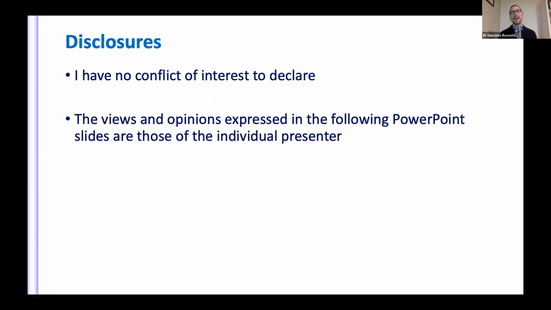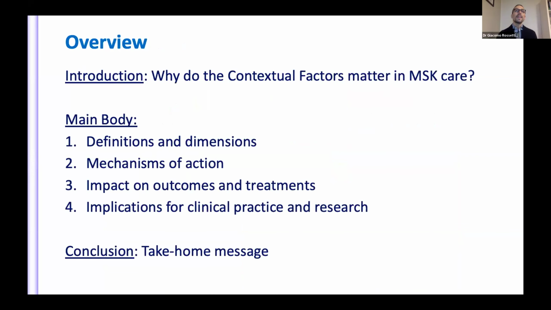Before starting, I want to declare that I have no conflict of interest for this speech. And I have organized my presentation into three main sections. Firstly, we will analyze why contextual factors play a role in musculoskeletal care and manual therapy. Next, we will discuss their definition and constituent dimensions, mechanisms of actions, impact on outcomes and treatments, and offer implications for clinical practice and research. Finally, we will conclude with the take-home message.